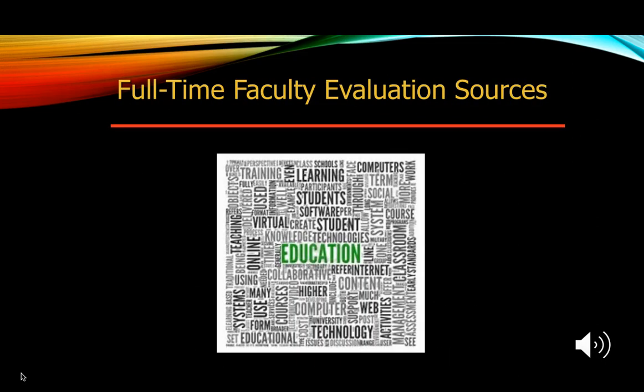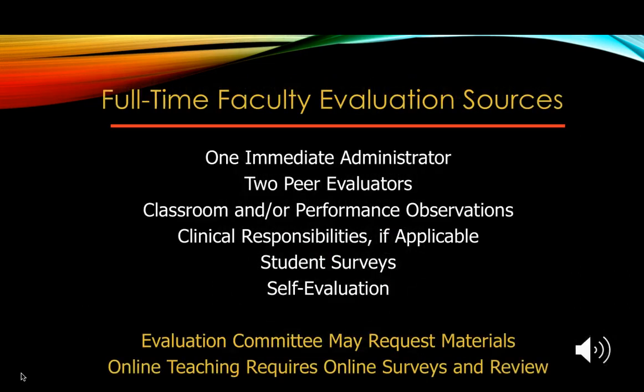Full-time faculty evaluation sources. The sources for the full-time faculty evaluation are: 1. Immediate administrator. 2. Peer evaluators. One is selected by the evaluatee, the other is selected by the immediate supervisor. In most cases, peer evaluators for full-time faculty are full-time tenured professors.